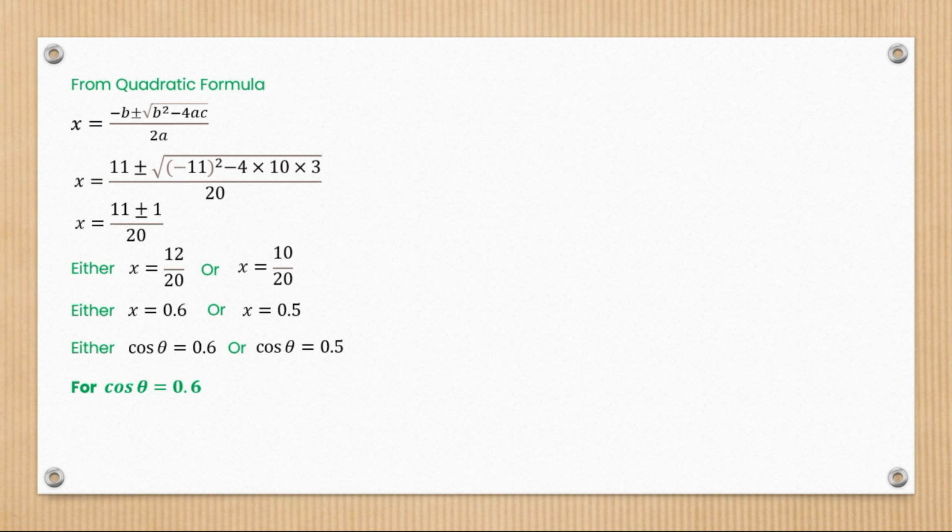Now for cos theta being equal to 0.6, this is what we have. Substituting into the formula that we are given, z to the power n plus z to the power negative n is equal to 2 cos n theta. When you substitute in the value of cos theta, z to the power 1 plus z to the power negative 1 becomes that. So we have z plus 1 over z is equal to 6 over 5.